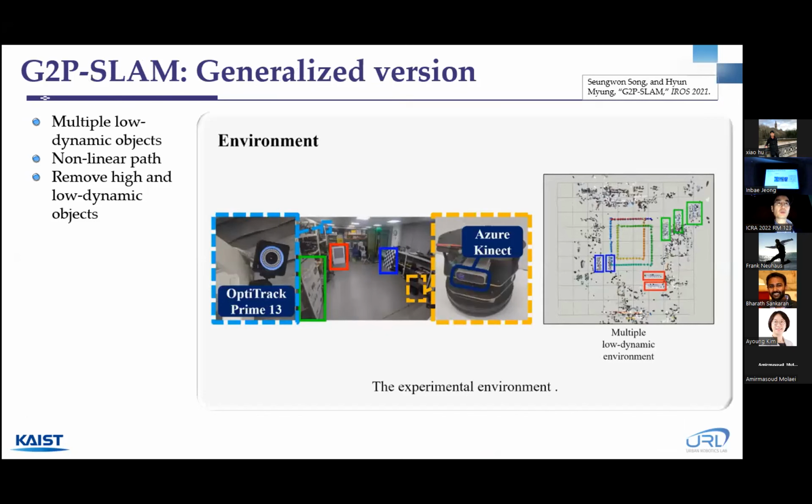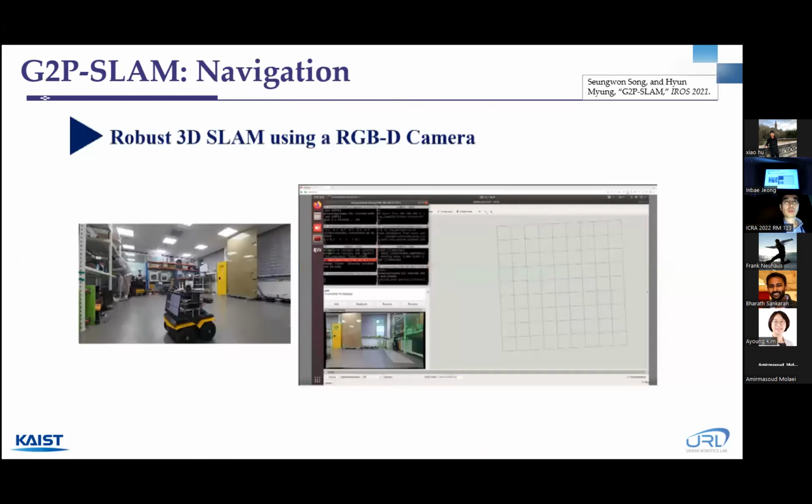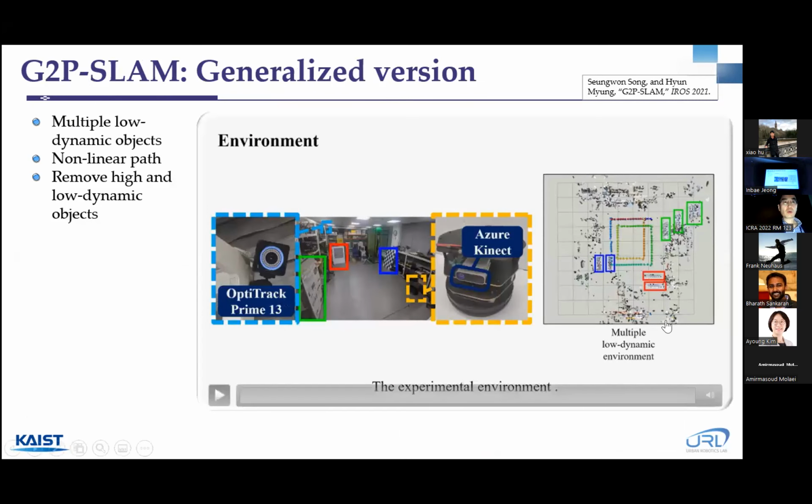And this is the general version of the GP SLAM called G2P SLAM. We can deal with the multiple low dynamic objects, and also we can deal with the nonlinear paths, and we can remove high and low dynamic objects in the environment.